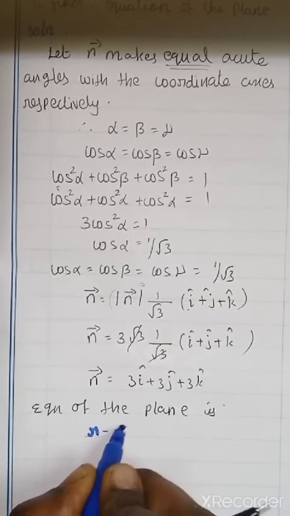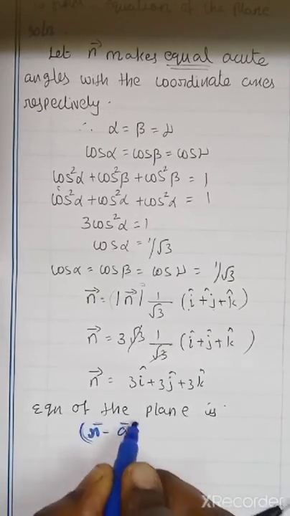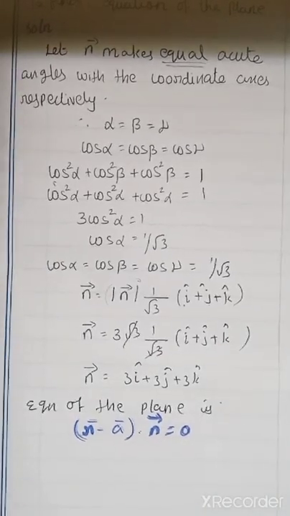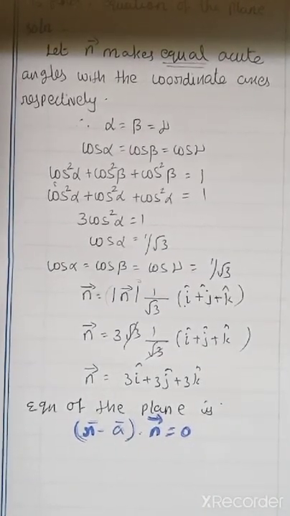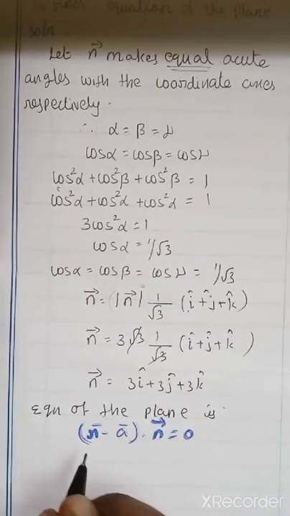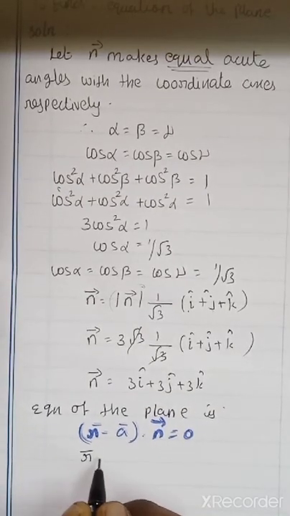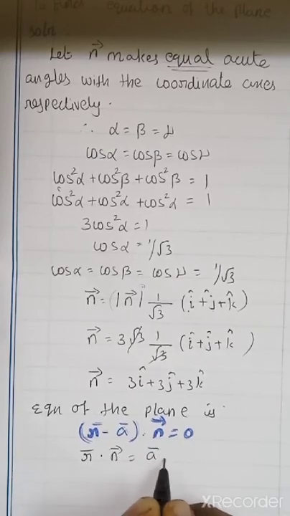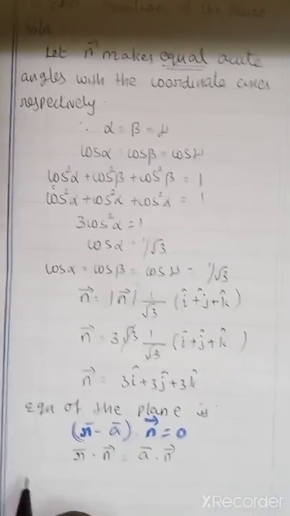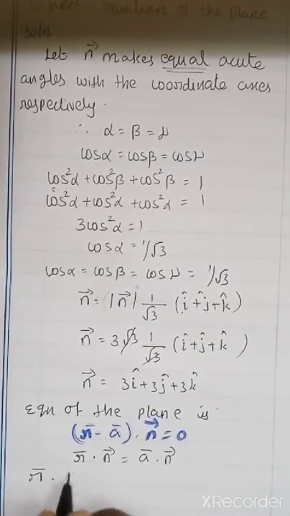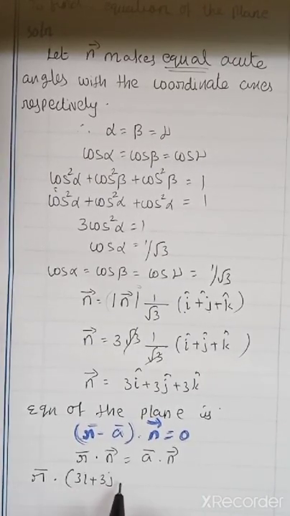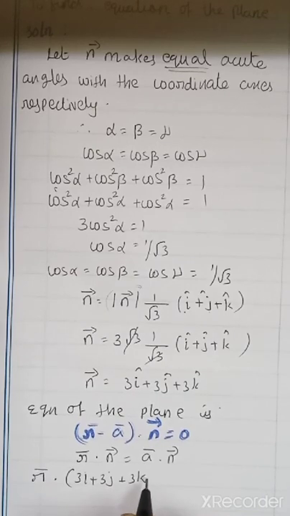R minus a dot n equal to 0, correct? R minus a dot n equal to 0. So that we can take like your previous problem: R dot n equal to a dot n. So R dot n is your 3i plus 3j plus 3k, which is equal to a dot n.